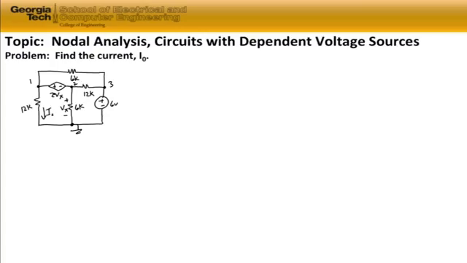So what we're going to do is use the concept of supernode, and we're going to first identify our supernode as a supernode which envelops node 1, node 2, and that dependent source, as we see from the dashed lines. That's our supernode. So we're going to use Kirchhoff's current laws, and we're going to sum the currents into the nodes, starting with the supernode.